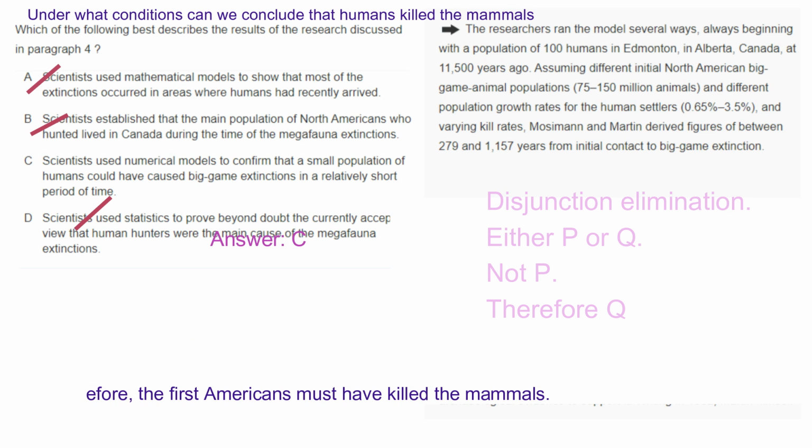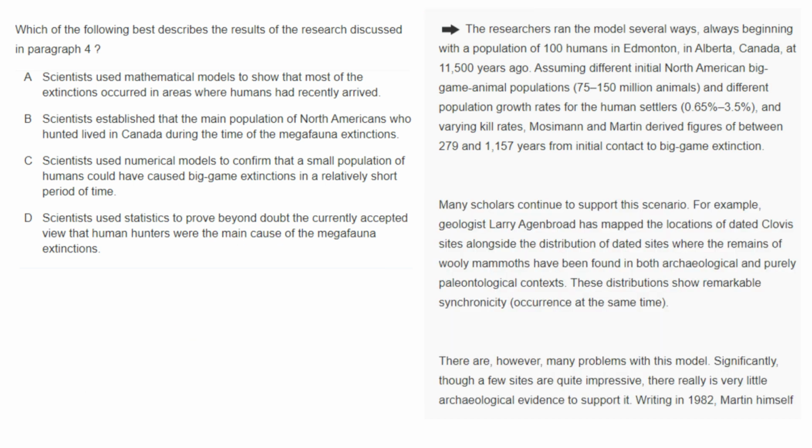Which of the following best describes the results of the research discussed in paragraph 4? The result is that Mosiman and Martin found that it takes about 1,000 years for the first Americans to kill all the mammoths. Now let's look at the question, which asks what the result of the research is. The result is that it takes just 1,000 years for 100 humans to kill all the mammals in North America.